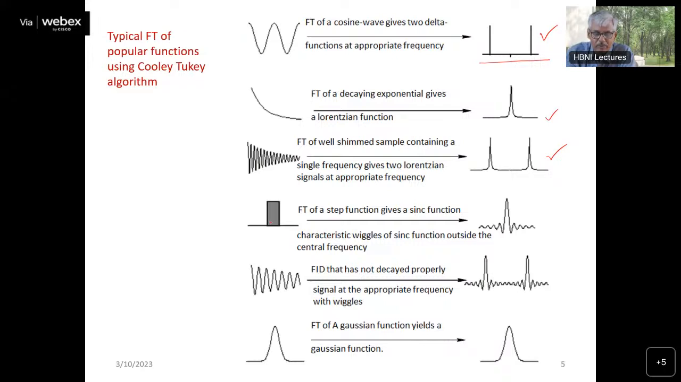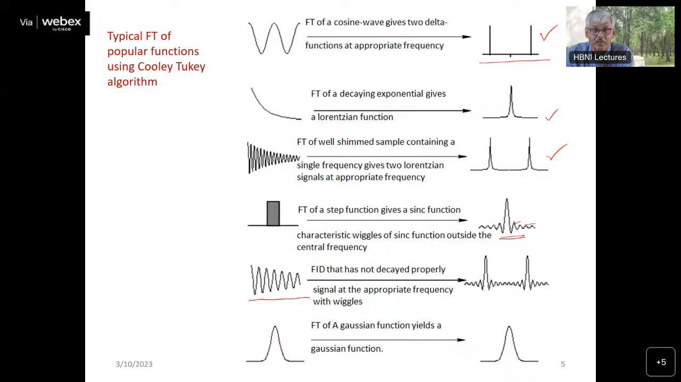Now if you do a pulse, this is like your pulse. It is a step function, which gives a sinc function, where you can see the characteristic wiggles. These are the characteristic wiggles of a step function. Now, this is a very important thing, why I'm telling you this: in this case, the FID has not decayed properly.